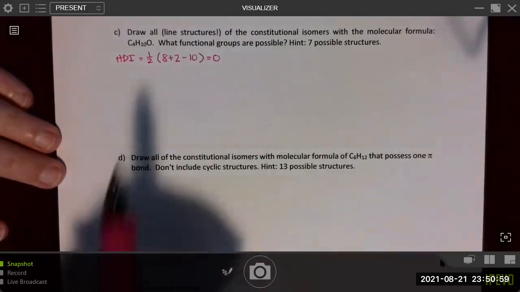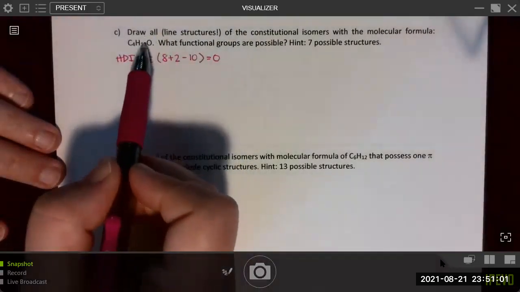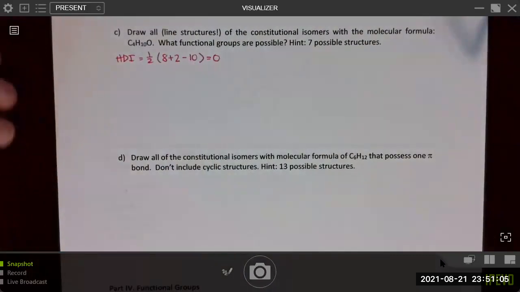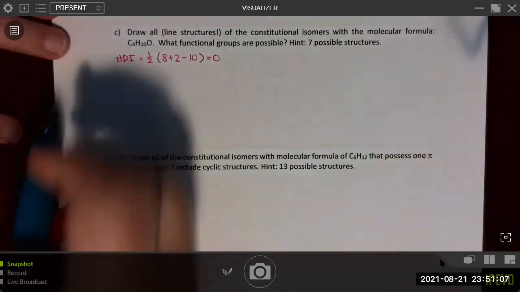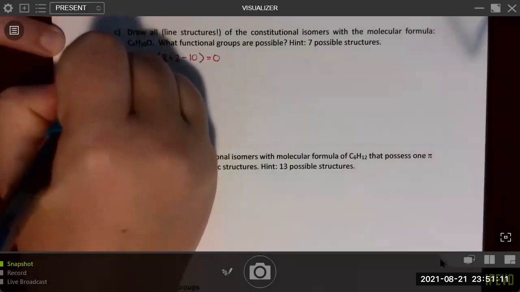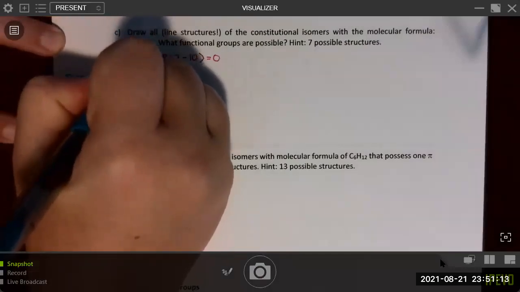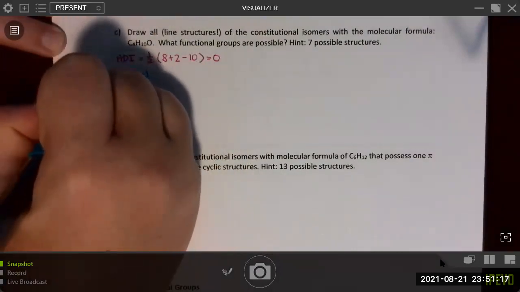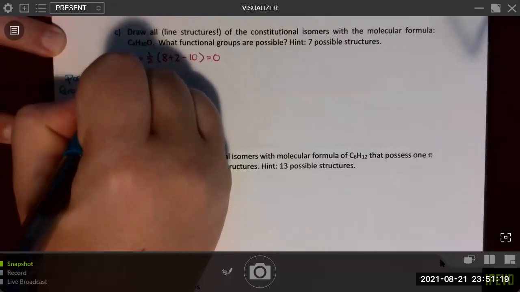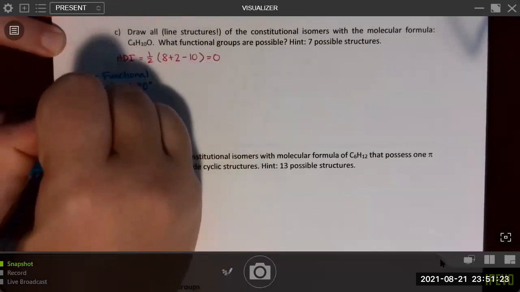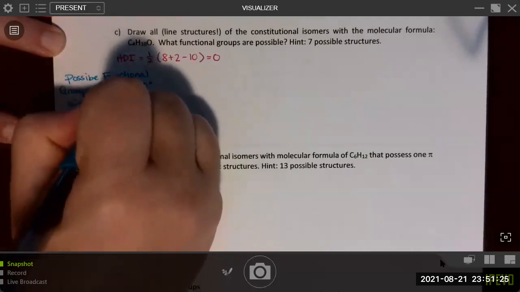Okay, so what do we have in our formula? The only heteroatom we have is oxygen. So now we need to think, what are the possible functional groups with 1 oxygen given an HDI of 0?